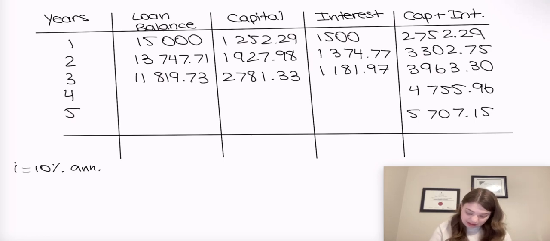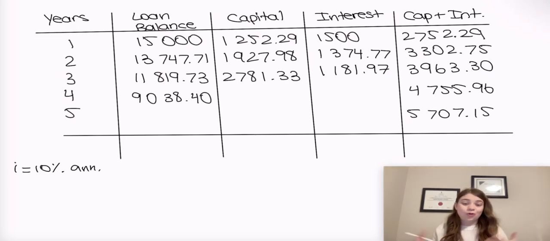All right, and then we can subtract that from the balance. So subtract that from $11,819.73, which means now we only owe $9,038.40, which seems like a lot. It seems like, oh, we're almost done this whole loan thing, and yet we haven't even paid off half the overall balance. And that's because these capital plus interest payments keep going up and up and up. And so we make basically a lot of the progress towards the very end, as you're seeing here.